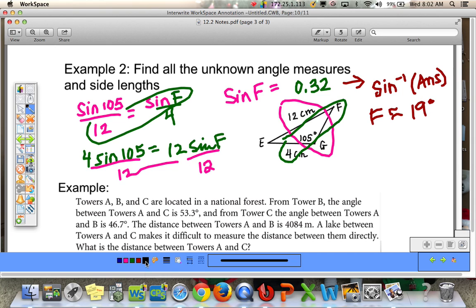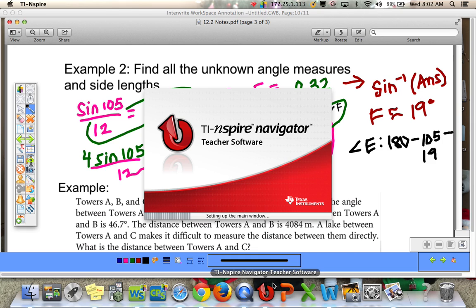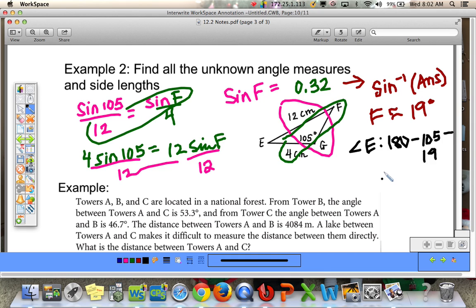So if that's 19 degrees, we can figure out angle E. So the next angle, angle E, we're going to take 180 minus 105 minus 19. And when you do that, you can get angle E. And let's see if this has popped up yet. Not yet. Okay. So if you calculate that angle, I think it's about 10. Let me double check. 180 minus 105 minus 19. 56. Okay, so it's 56 degrees.